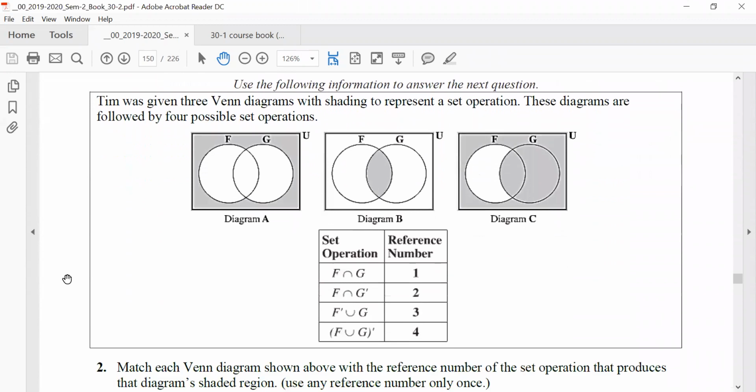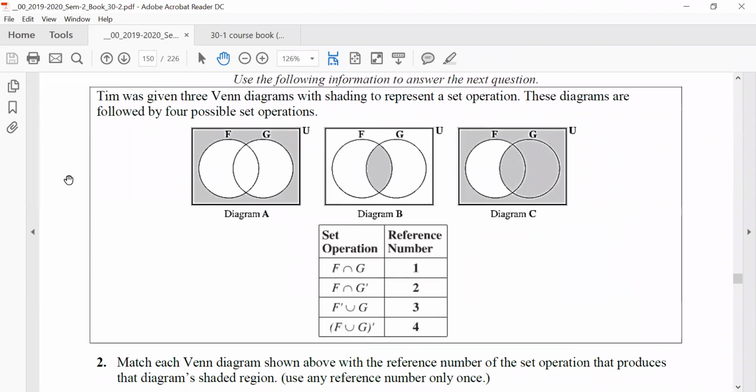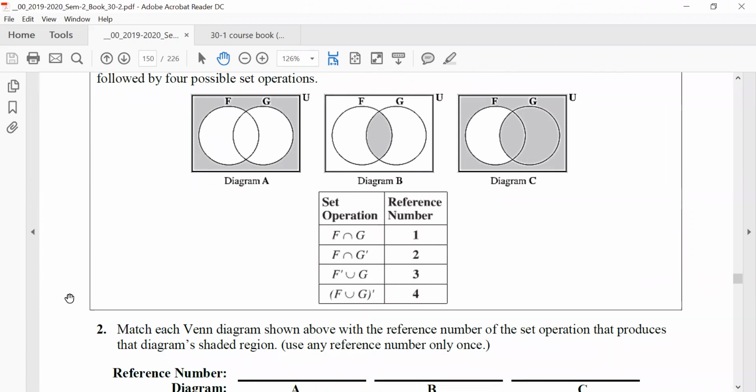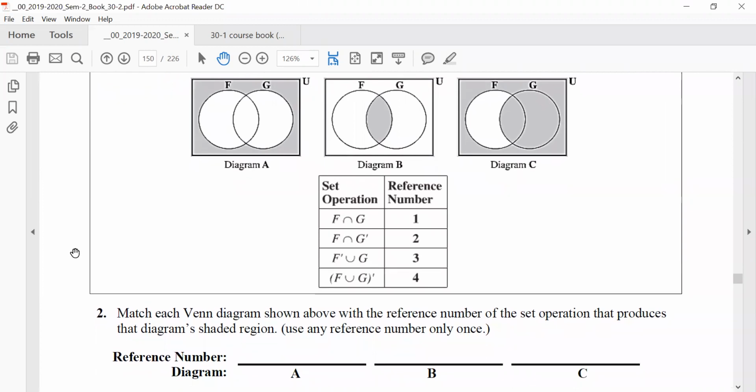Okay, let's try another one of these ones. Next page. You can tell just by the font of this question that it was right off a diploma. They love to give us these questions. So Tim here has given these 3 Venn diagrams with shading to represent a set operation. They're followed by 4 possible set operations, and then we need to reference it. So this was a numeric response when it was on our diploma.